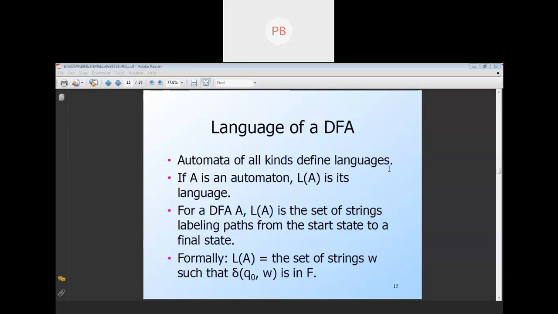Next point: for a deterministic finite automaton, L of A is the set of strings labeling paths from the start state to a final state. That means using a language we can define the starting point, the intermediate steps, as well as the final step.